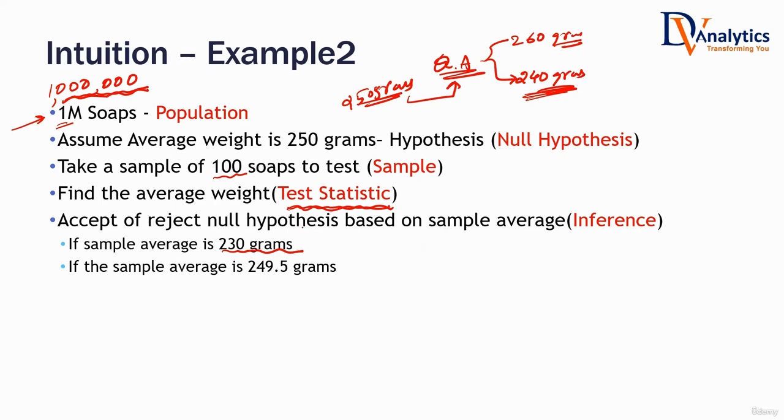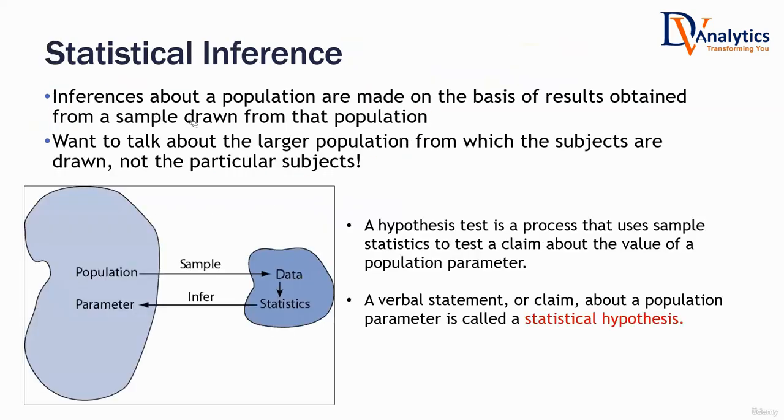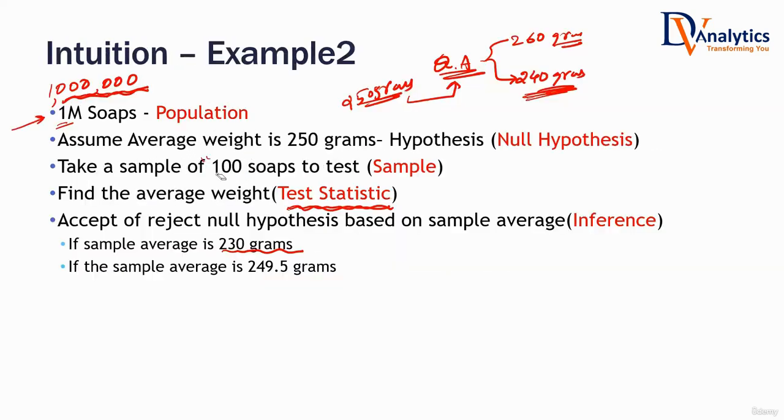Average weight of 100 soaps is 230 grams. What would you do? Are you going to doubt that these 100 soaps are kind of rare? Shall I take a new sample? Or do you think if it is really coming from a population of 250 grams, what should be the average weight of these 100 soaps? Near 250. It has to be near to 250. But here it came as 230 grams. Then I would reject the null hypothesis.